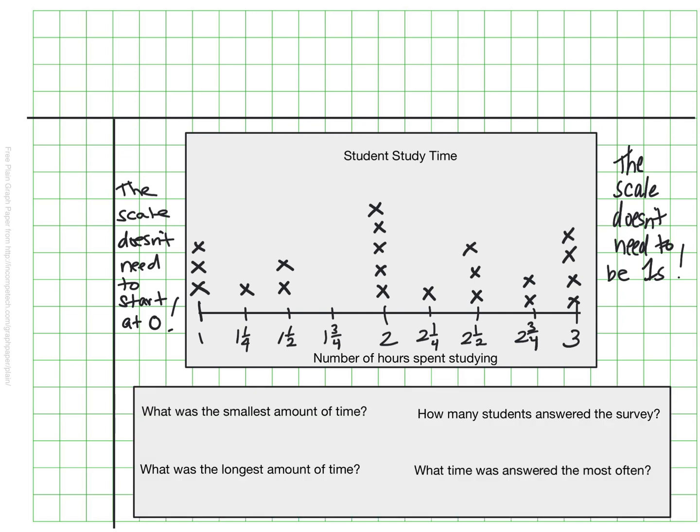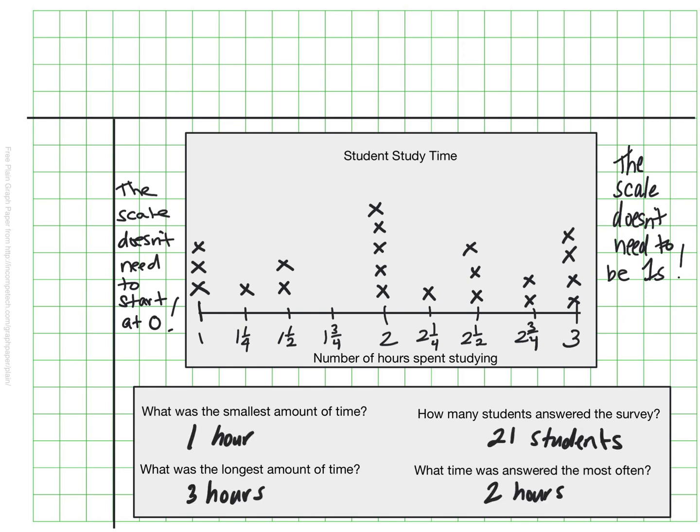Looking at this line plot, even though you don't know who I asked and I don't have a table of information, there's some information we can gather, right? So there are 4 questions here. What was the smallest amount of time anybody spent studying? What was the longest amount of time? How many students answered the survey? And what time was answered the most often? You should be able to answer those just by looking at the graph. So take a moment to answer those questions and then unpause and we'll see how you did.